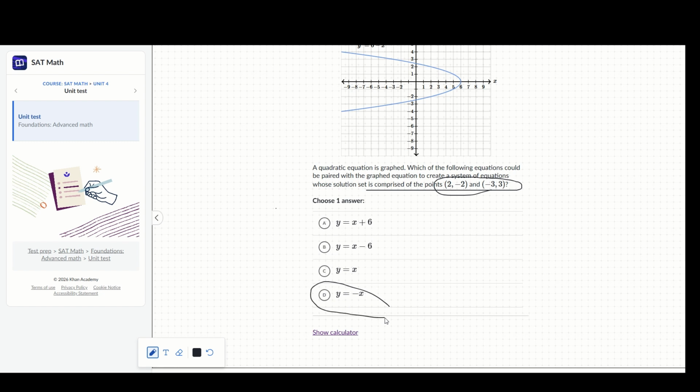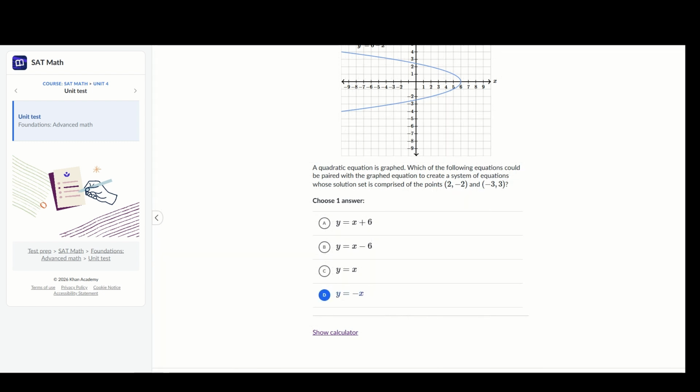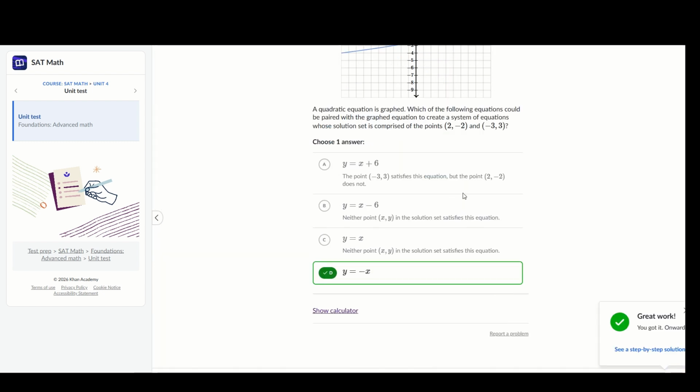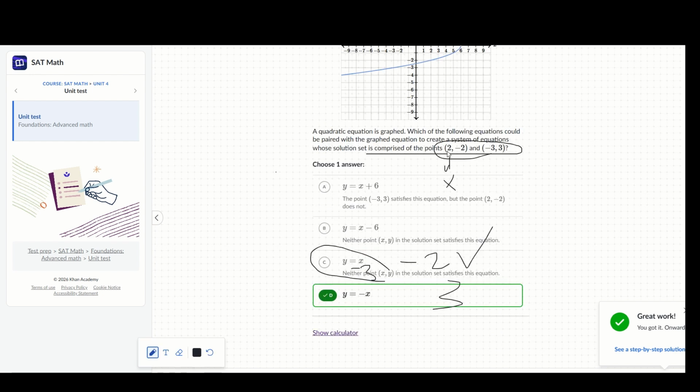I think this one, let's check. Let's put x2. Here, if we put 2, it would be minus 3. Yes, correct. If we put minus 3, it would be 3. Yeah, it's correct. I think its answer is D. Yes, what I did here, I just plugged it in here.